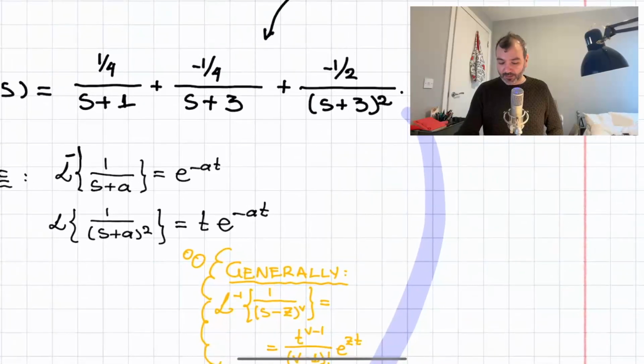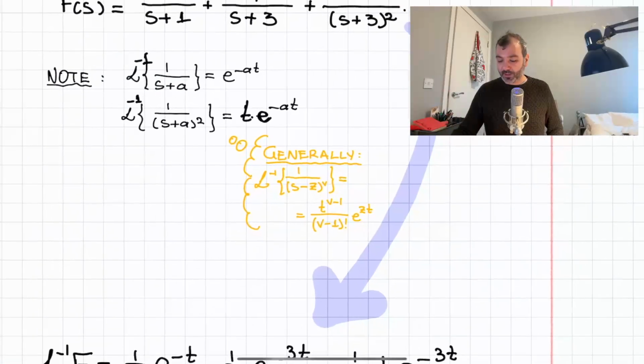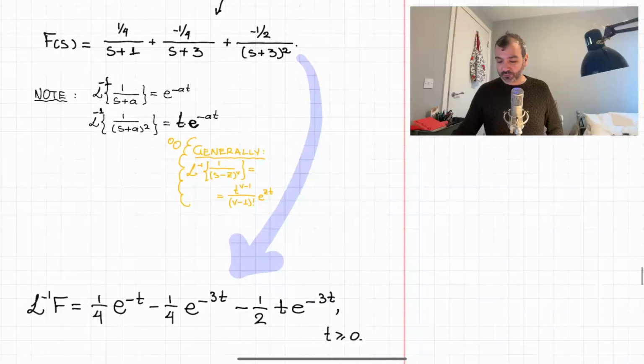The inverse Laplace of 1 over s plus a is e to the minus at. The inverse Laplace of 1 over s plus a squared now is t. You have time t multiplying the exponential, t times e to the minus at. And in general, you have this formula with which you can see what happens if you have a third power in the denominator and so on and so forth. So now we need to use this.